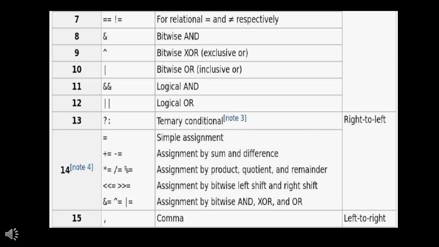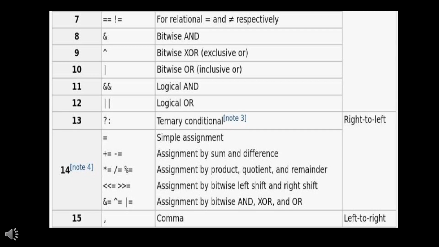Starting with relational operators like equality, ==, and inequality, !=, these are evaluated only after arithmetic and bitwise operations. For example, in the expression 5 + 2 == 7, the addition happens first, and then the comparison is made. Next, bitwise operators, which include AND, &, XOR, caret, and OR, |, ternary conditional operator, found at level 13. It is right to left associative and allows compact conditional statements.